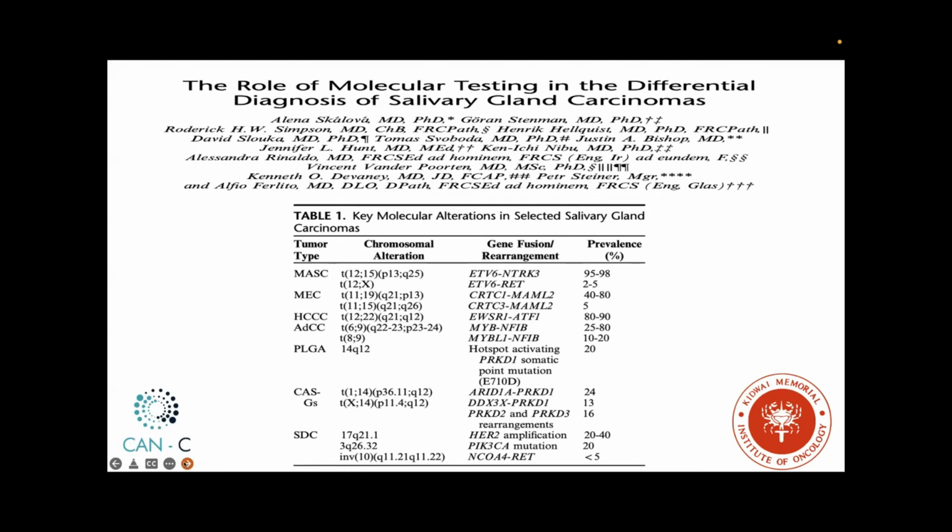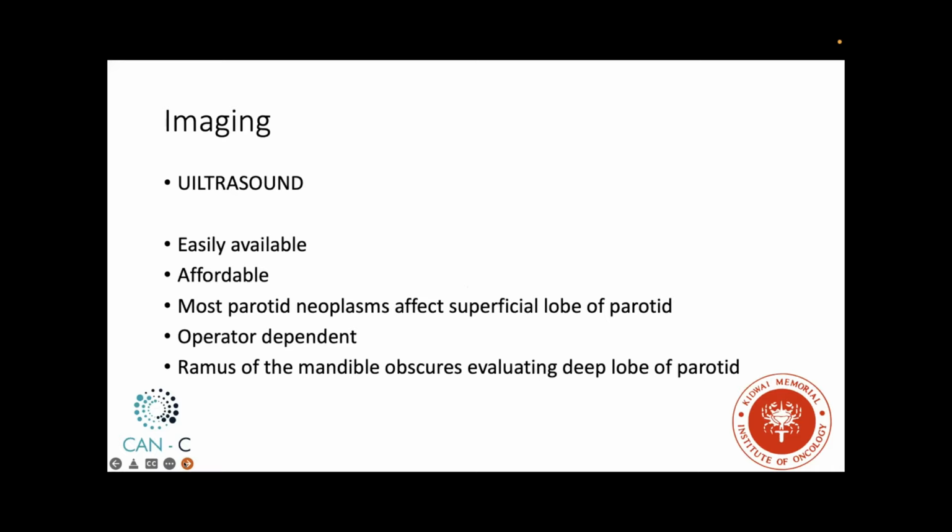But use of molecular testing and identification of these gene rearrangements and fusions is not routinely done in clinical practice, but it is good to know because a few of these gene rearrangements and fusions are also a way for targeted therapy. Imaging is almost always required, and ultrasound is one of the first ones that we go to because most of the parotid neoplasms involve the superficial lobe of the parotid.